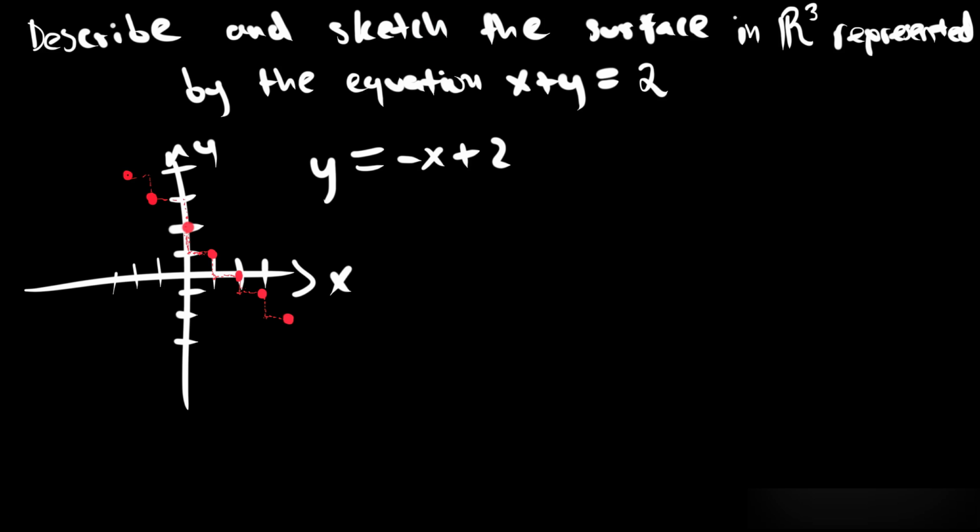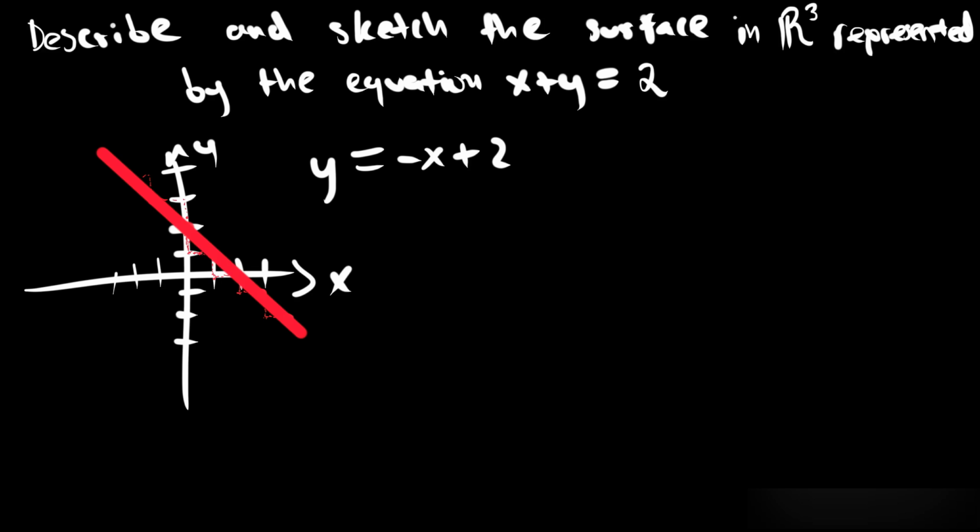So it would look something like this. This line would be representative of the equation y equals negative x plus 2. If you think about it in 3D, you have to imagine that it's a bird's eye view, so you're looking directly down at this plane.